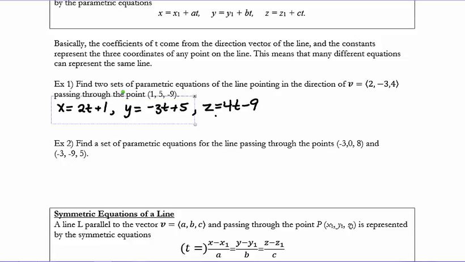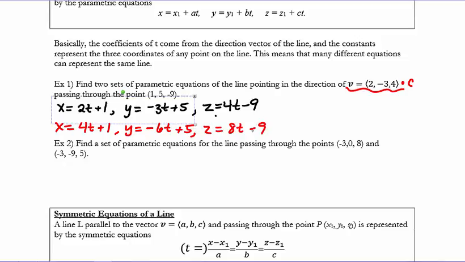Now what if I wanted a second set? Well, the problem says this needs to be the direction vector, but it doesn't say anything about the magnitude of that vector. So technically, I could take this direction vector, multiply it by any constant c that I want, and make those the coefficients. So I could make it x equals 4t plus 1, y equals -6t plus 5, z equals 8t minus 9, and these are the exact same line.